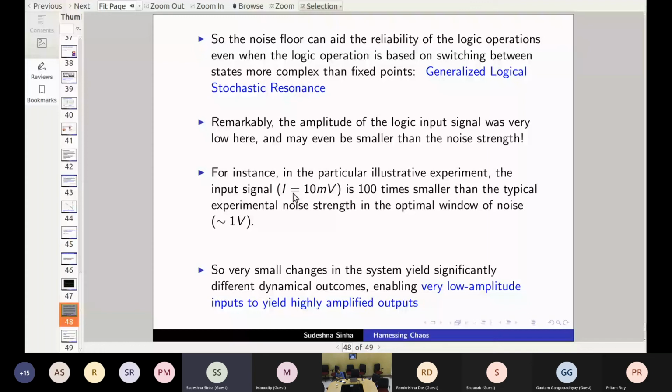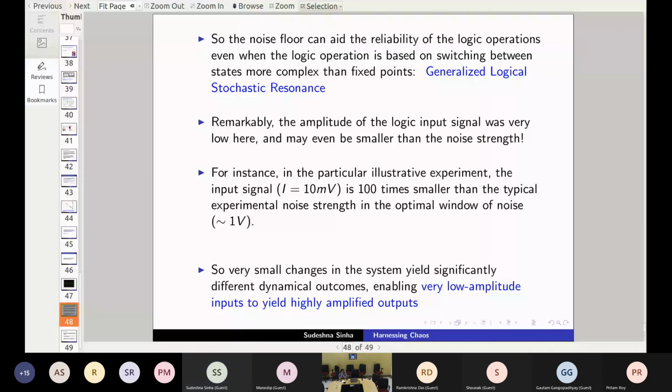It was working in experiments, and I haven't actually understood why. So I am admitting that I don't quite know why it works as well as it is working, but it's something which I think is very promising. And so we can get very low amplitude inputs to give highly amplified outputs. So this is my last slide. I'll leave you with this before I take questions.